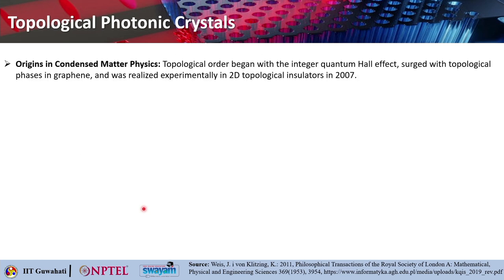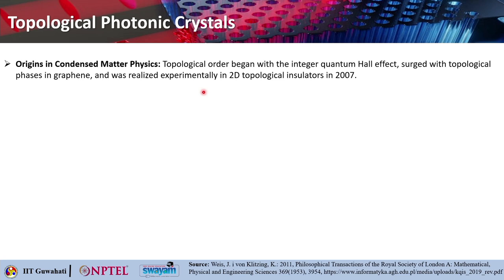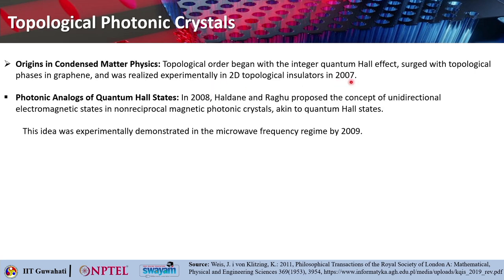So we learned a new term here: topological insulator, topological photonic crystals. Now they all originated in condensed matter physics long back. The topological order began with the integer quantum Hall effect, which led to topological phases in graphene, and finally they were experimentally realized in 2D topological insulators in 2007. So it's not very old as you could possibly think. The photonic crystal concept is very old, but not topological photonic crystals. They are a very new and hot topic of research.